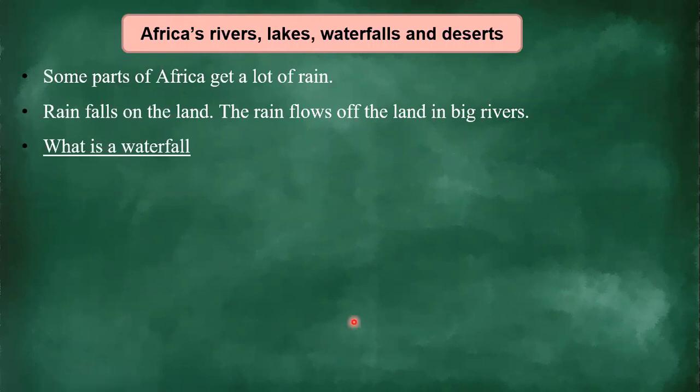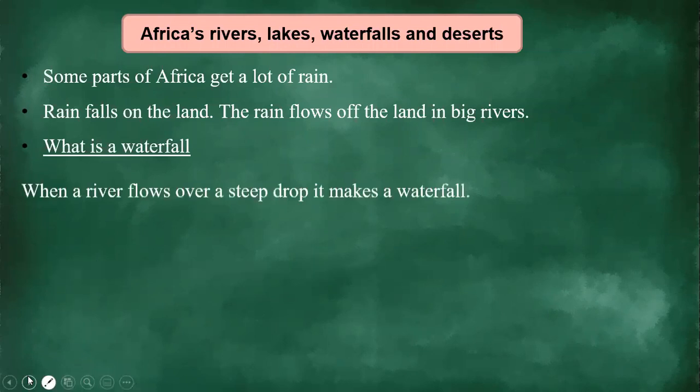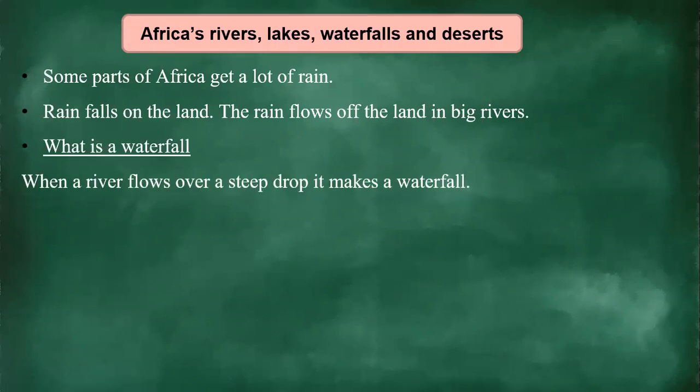Okay, thank you, Michael. Yes, she was correct. When a river flows over a steep drop, it makes a waterfall. When a river flows over a steep drop, it makes what? A waterfall, right? Nice one.